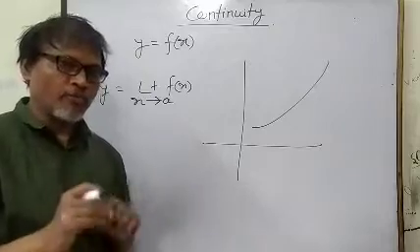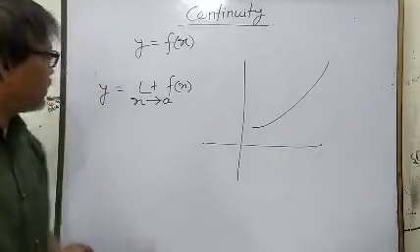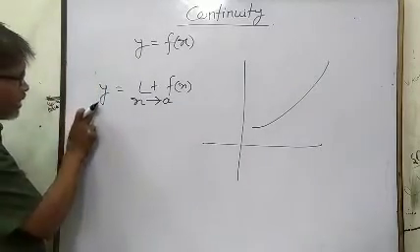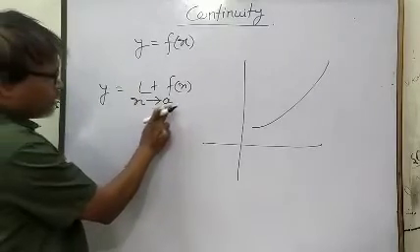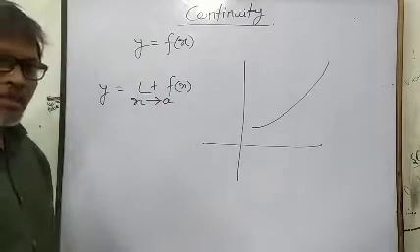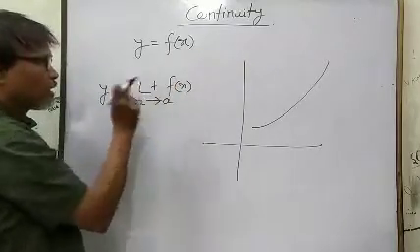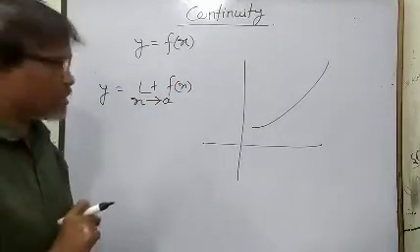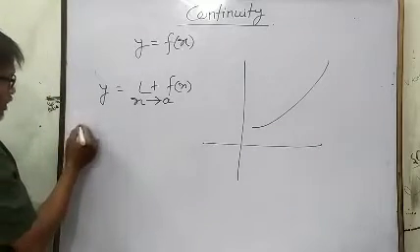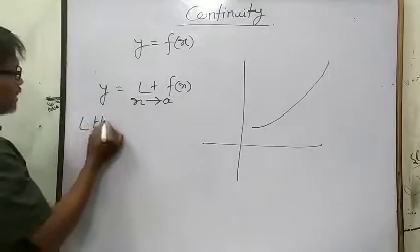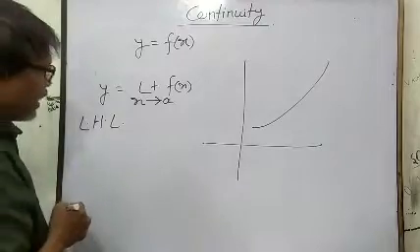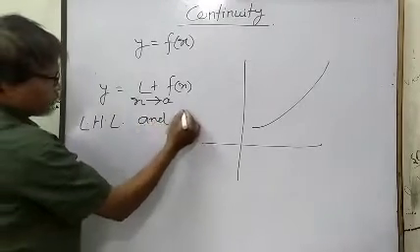But how to prove mathematically? If you have the question y is equal to limit x tending to a f(x), then how to show that this f(x) is a continuous function? For this, we find the left hand limit and right hand limit.